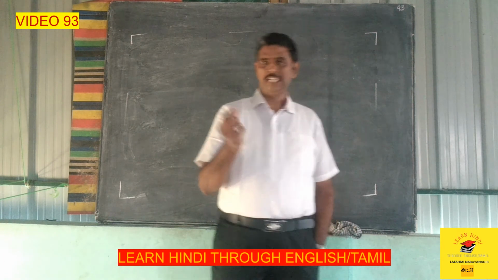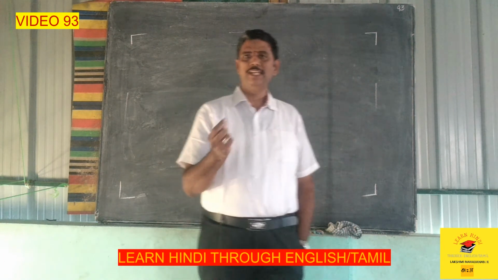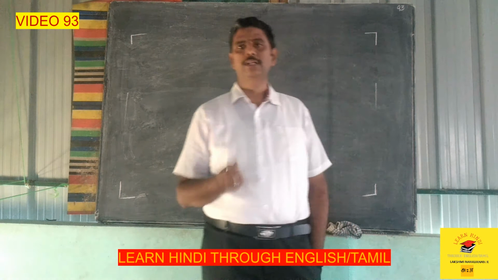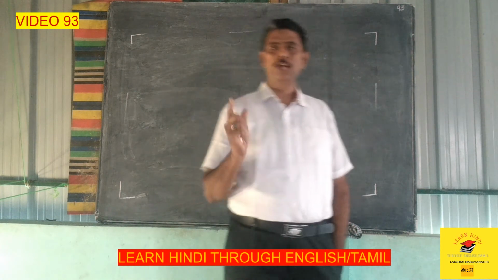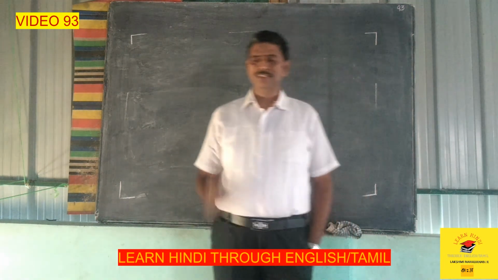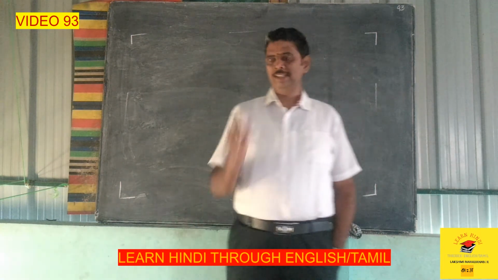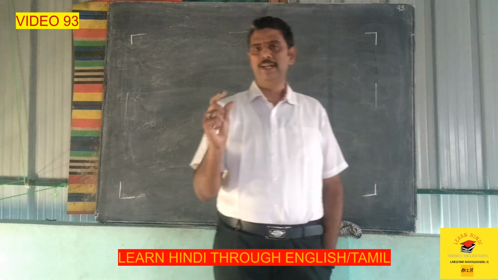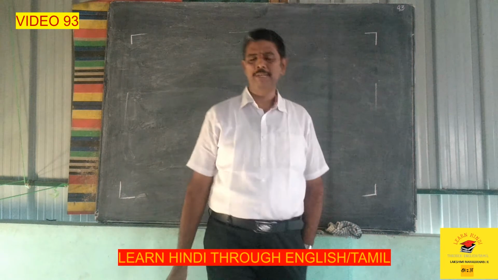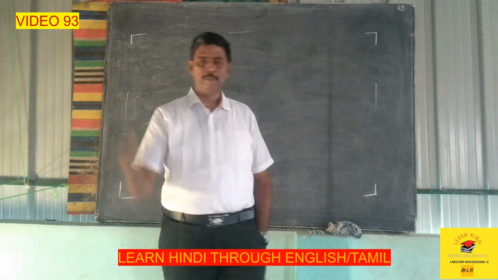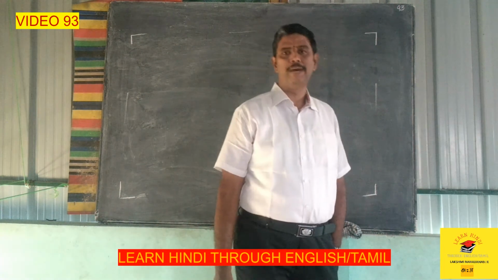Like that, the same way, ka, ka, ki, ku, kru, ke, kai, ko, kau, kam, kaha. This is called matra. In Hindi, we say this in the word bara kadi. Bara means 11. Kadi means the method of writing, so this is called bara kadi.